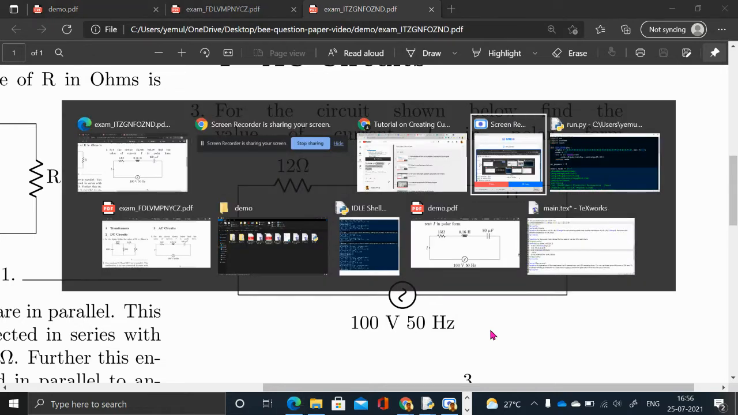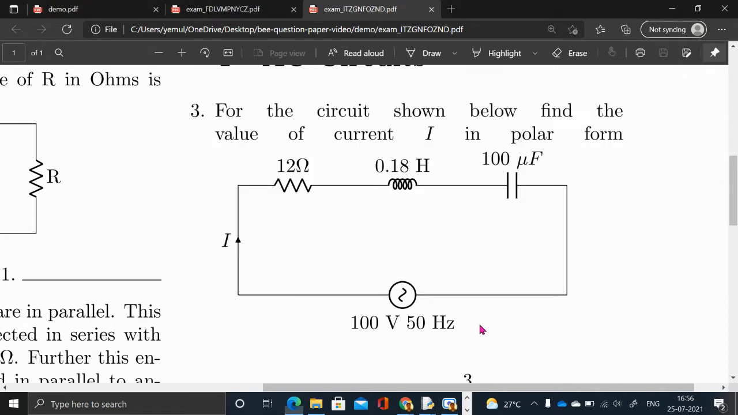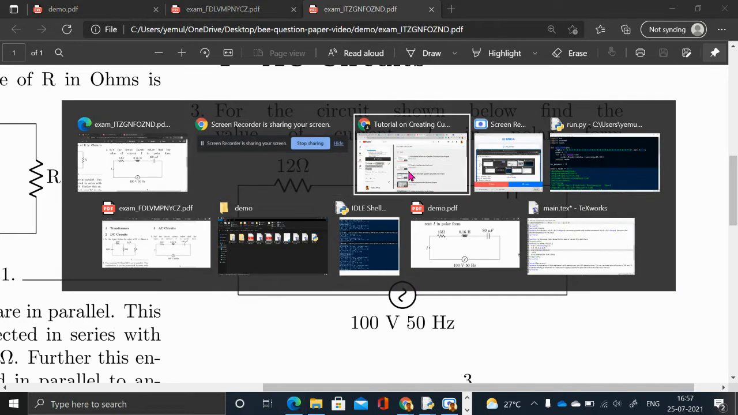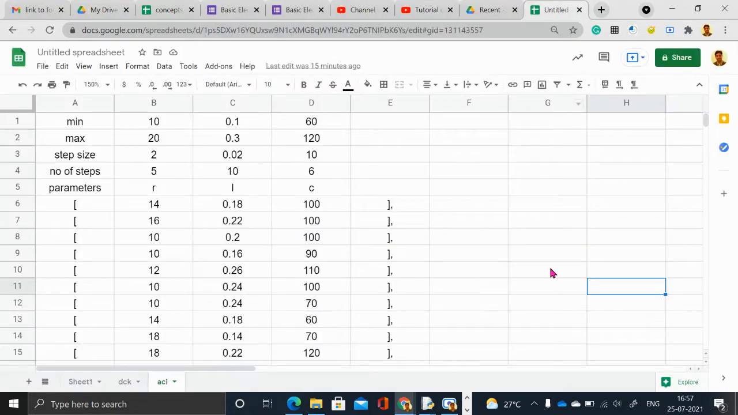First, let me go to the procedure. How to solve this question? This 12 ohms will remain the same. Now inductance is 0.18 Henry, which I have to convert into reactance. I can use any programming environment, but for simplicity's sake, as of now, I will use this Excel file itself. Remember, we created the parameters R, L, C like this.